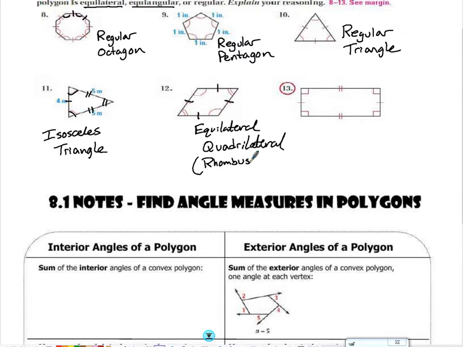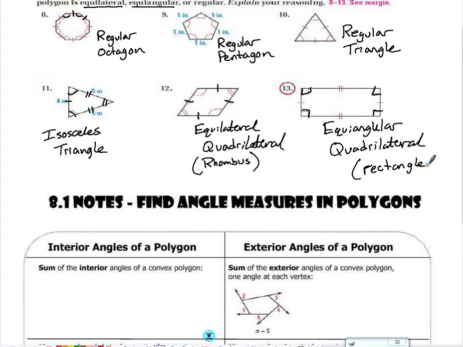Number 13, here we have a four-sided figure. All angles are right angles, but not all the sides are the same length. Equiangular, but not equilateral. So this would be an equiangular quadrilateral. And if it's equiangular and it's a quadrilateral, then it must be a rectangle. And again, that will come up later on in this chapter.